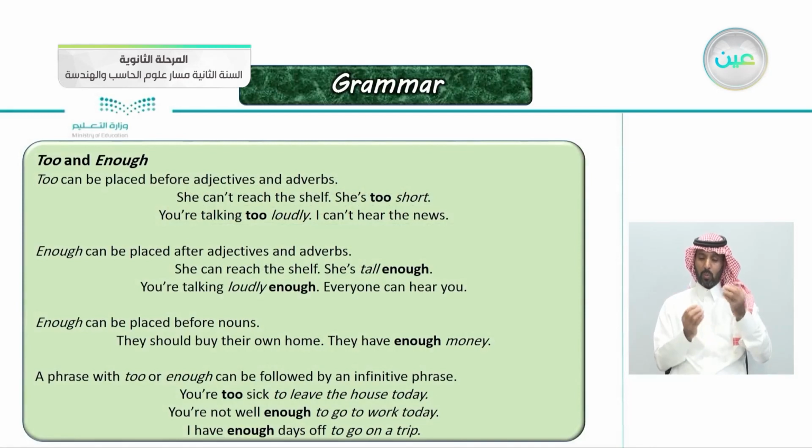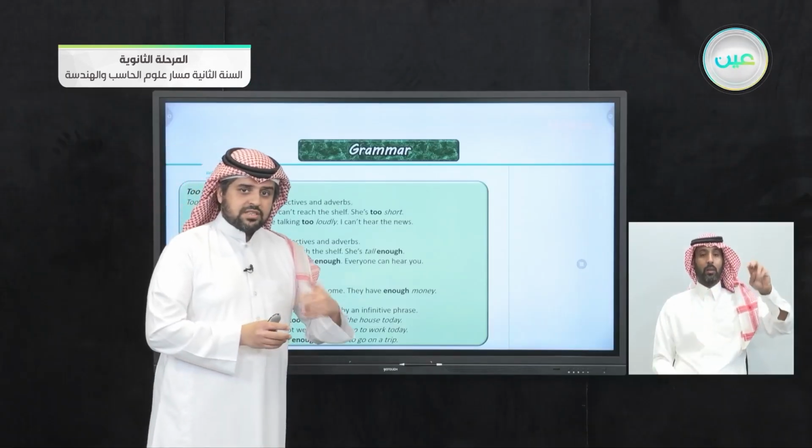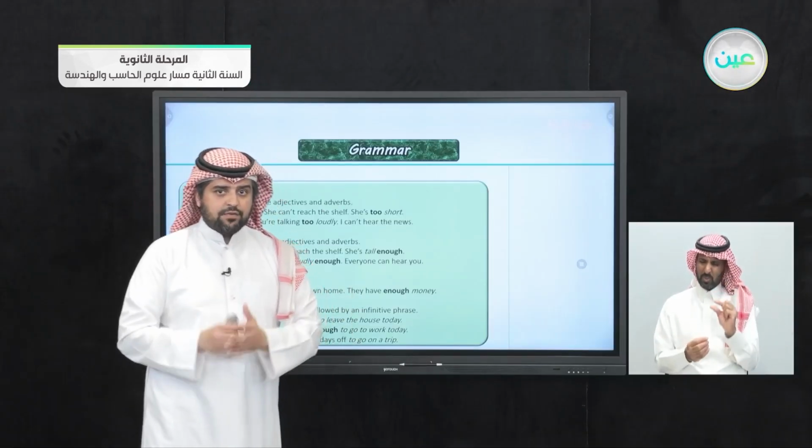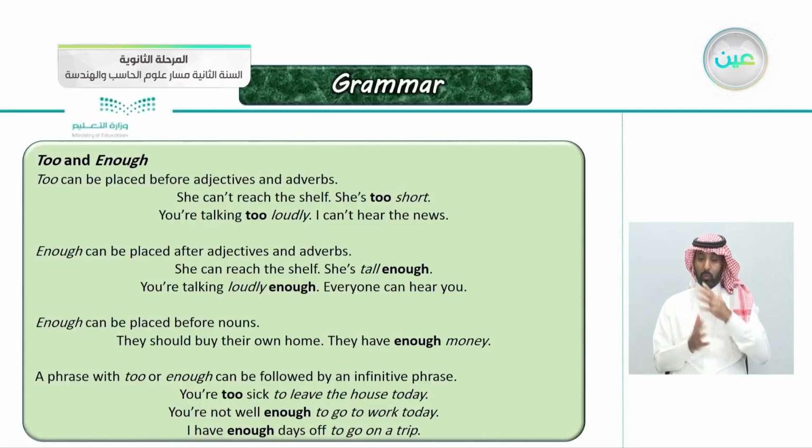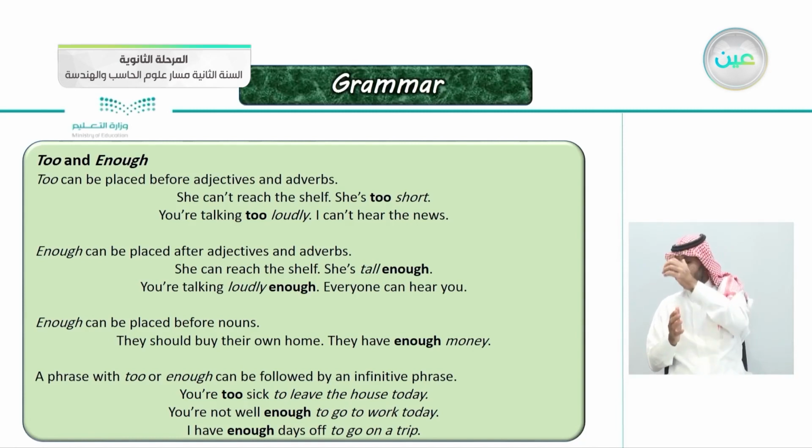Moving on to the next part of today's lesson, too and enough. Of course, we know the meaning of too, extremely, and enough. Now we know the meaning, but let's dive deeper here. Too can be placed before adjectives and adverbs. Again, too will be placed before adjectives and also before the adverbs. For example here, she can't reach the shelf, she's too short. She can't reach the shelf. Why?